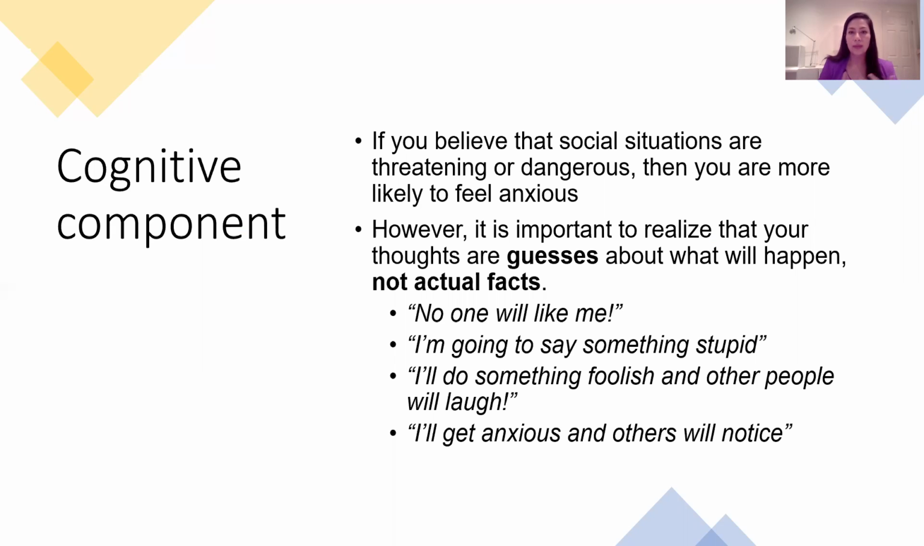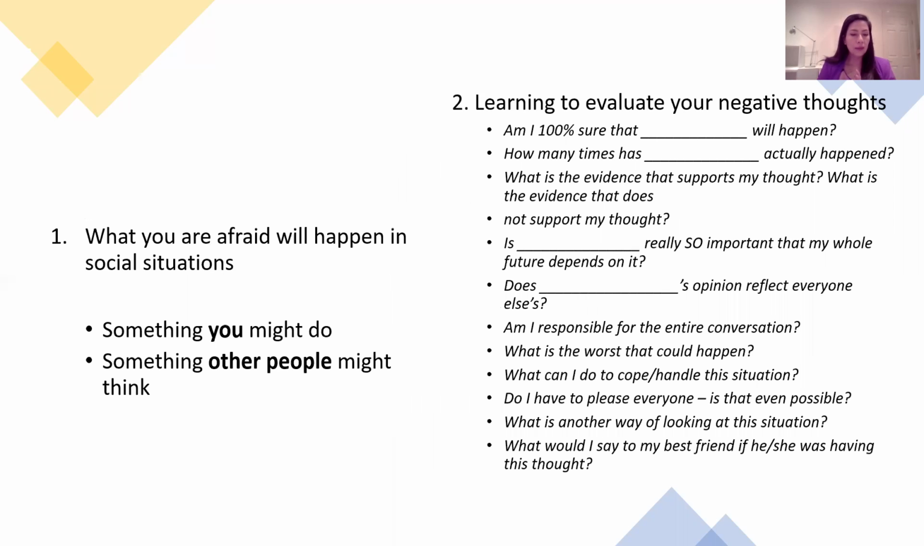Before you start changing the way you think, you need to identify the kinds of thoughts that you're having in social situations. For example, this can include: no one will like me, or I'm going to say something stupid, I will do something foolish and other people will laugh at me, or I will get anxious and other people will notice, etc. Then ask yourself, what are you afraid of? What is it that you're more afraid of?